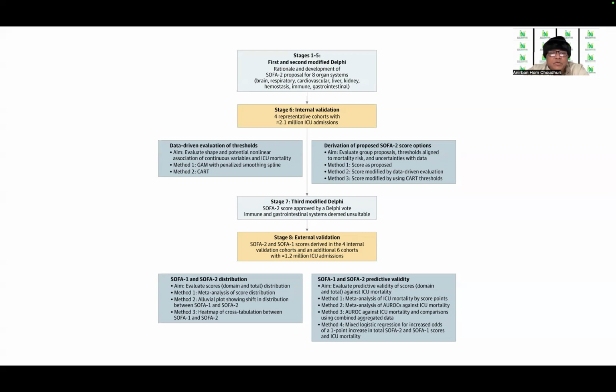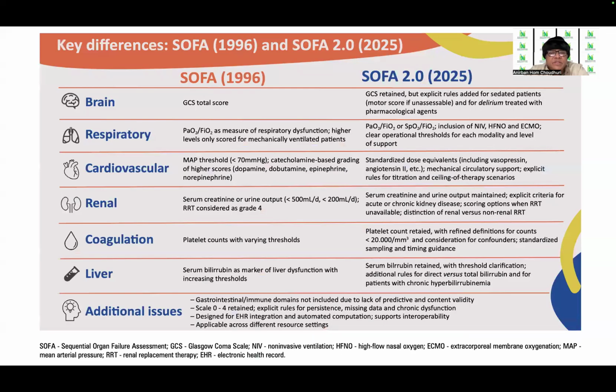internal validation cohorts and an additional 6 cohorts with all these 1.2 million ICU admissions, which is mentioned in stage 6, were combined. And then the SOFA 1 and SOFA 2 distribution, along with their predictability, was determined. Now, this is, in very brief, the flow chart of how this was done.